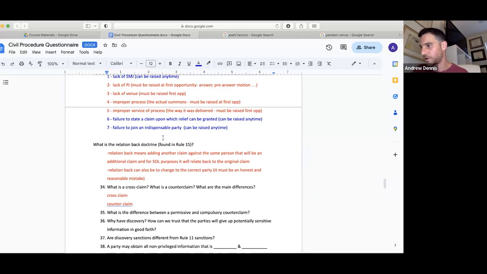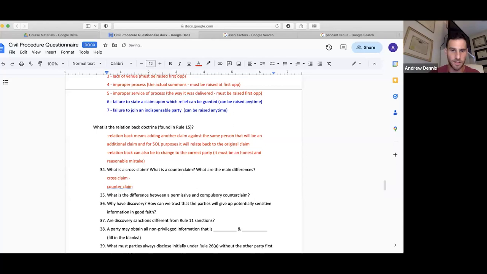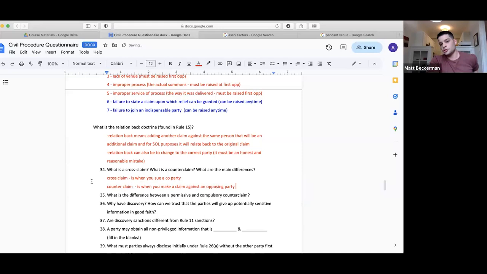All right, we got to move forward at a pretty rapid pace here, Matt. So let's go with cross claims, and I'll just explain this to everyone. A cross claim is when you sue a co-defendant, a co-party. And a counterclaim is when you make a claim against an opposing party. Yeah, like when the defendant wants to sue the plaintiff. Generally, but you can also have different kinds of counterclaims.